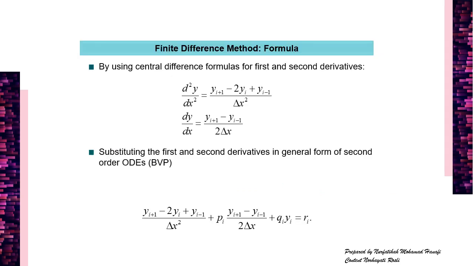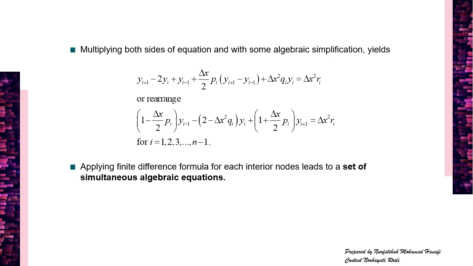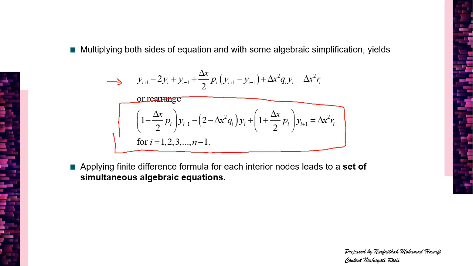Then, by using the central difference formulas for the first and second derivatives, so these are the formulas, we substitute them into our general form as shown before. So our equation will have this form. After that, we multiply both sides of the equation and, with some algebraic simplification, we have this equation. And we rearrange the equation. So finally, we have this formula, and we will start from i equal to 1 until n minus 1.